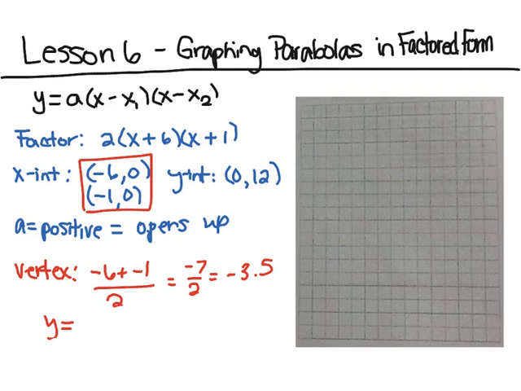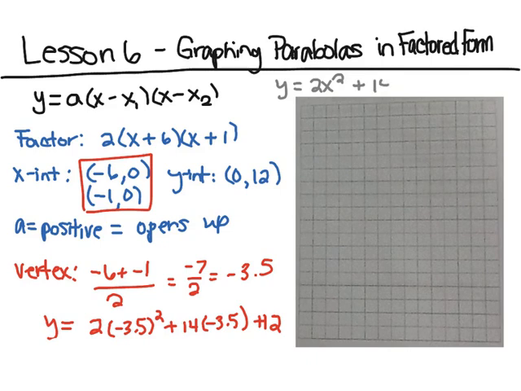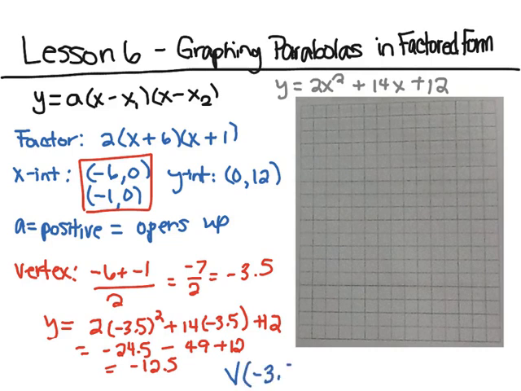So we have 2 times negative 3.5 squared plus 14 times negative 3.5 plus 12, because our original equation is 2x squared plus 14x plus 12. And this makes 24.5 minus 49 plus 12, which is negative 12.5. So our vertex is negative 3.5 comma negative 12.5. So we have enough information to graph.